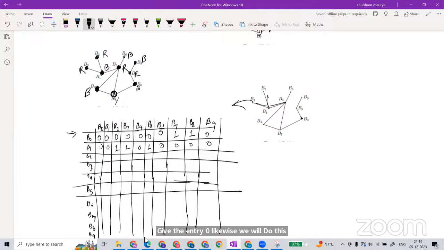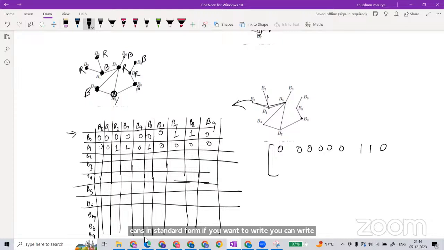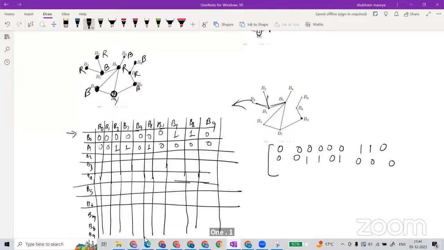We'll do this listing like this. So finally, what you will get in matrix form, means in standard form, if you want to write, you can write like this, or whatever the notation. You will get 1, then 1, then 0, then similarly 0, 0, 1, 1, 0, 1, 0, 0, 0, 0. So if you list it out like this, this is a matrix, and you can call it an adjacency matrix.